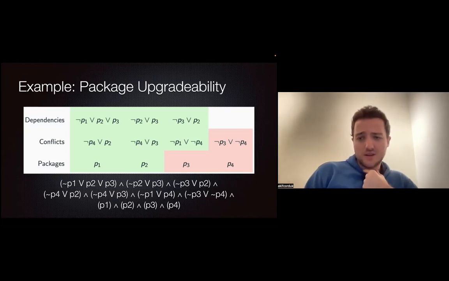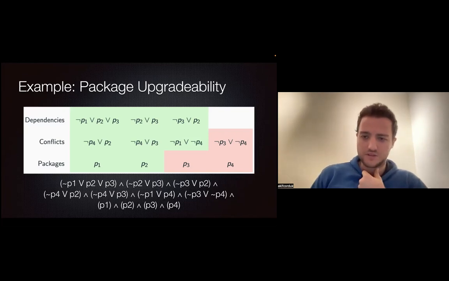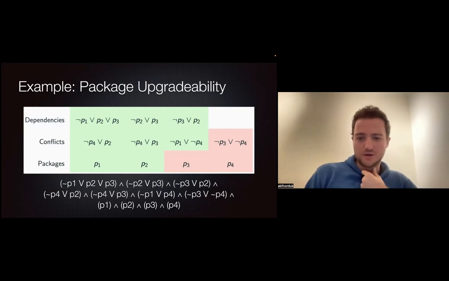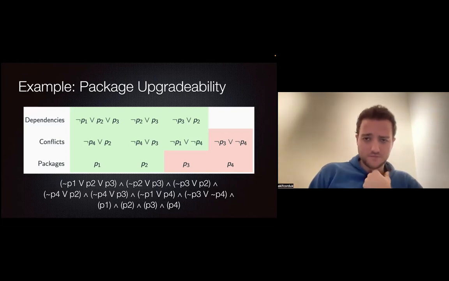The reason is that with the conflict of P3 and P4, these two cannot reside on the same system at the same time, so either one of them needs to be false, or this doesn't work.